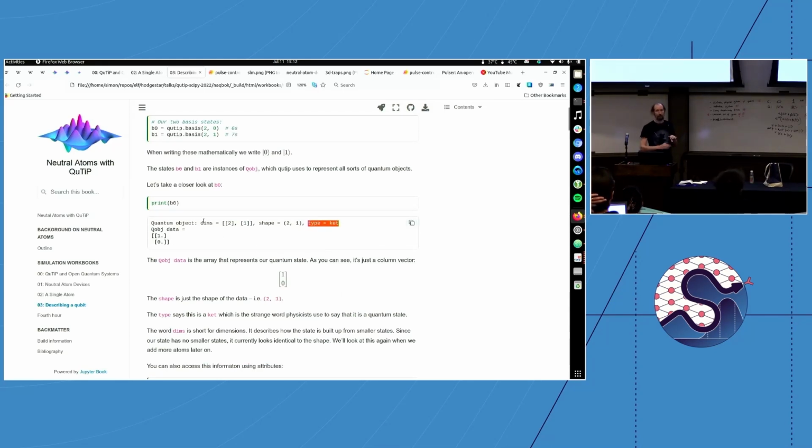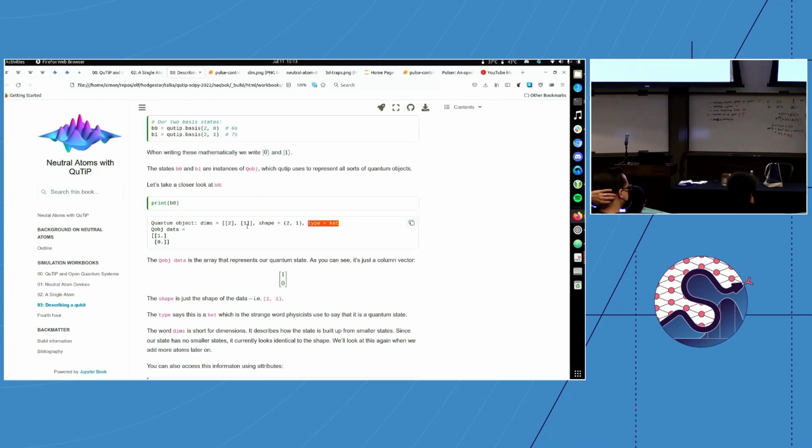Dims is short for dimensions, and at the moment it's not interesting. It just says the dimensions are 2, 1, which looks a lot like the shape, but written out in a strange way. What happens in QuTiP is that if you have just one qubit, so one neutral atom, then your dimensions are like the ones we see now. But if you have two qubits, then you would end up with 4 basis states.